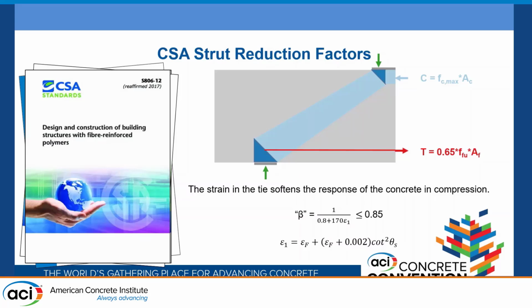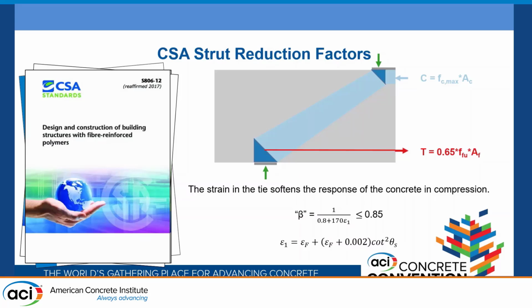The first is that, of course, this reinforcement is not yielding. So rather than taking the yield force, they take 65% of the ultimate capacity, and that is to keep it at a reasonably low stress limit. You're not worried about creep rupture or anything like that. But we're not maxing out the ties and not failing by rupture of the reinforcement.